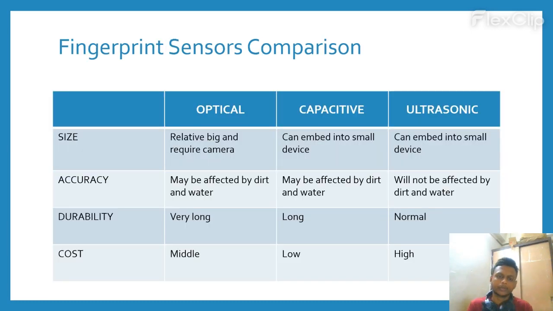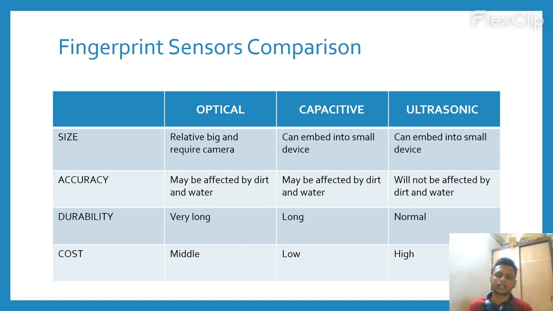Now we are going to compare these sensors according to their size, accuracy, durability, and cost efficiency. So first, let's discuss the size. The optical sensors are big as they require a camera for capturing the image of our fingerprint, and they cannot be embedded in small devices like capacitive and ultrasound sensors. Discussing accuracy, the optical sensors and the capacitive sensors work on the principle of 2D mapping of the fingerprint, which is affected by dirt and the water layer between our fingerprint and the sensing surface.